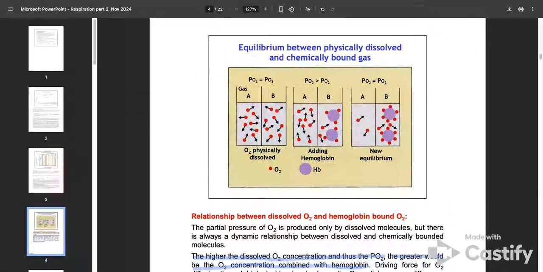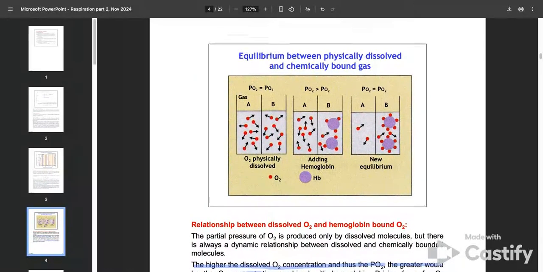Equilibrium between physically dissolved and chemically bound gas. This one is pretty easy. So basically you have oxygen physically dissolved. Let's say you've got 2 containers. One of them has a lot of oxygen, the other doesn't. So you put all the oxygen in container A. What's going to happen is that the molecules are going to go to container B until the partial pressures are equal. And here you can also see that the partial pressures are equal, even the concentrations are equal.